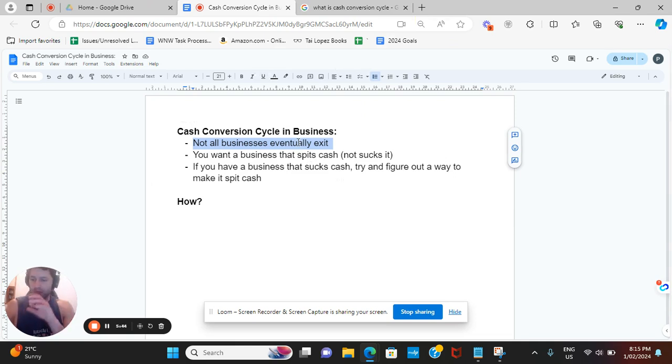So you want to set up your business in a way where basically it is spitting cash, so you can take distributions along the way. So if it hits the fan and you can't sell your business in 5 or 10 years, well, at least you made some money along the way, and then you can roll it into the next project. You want a business that spits cash, not sucks it. And if you have a business that sucks cash, you want to try and figure out a way to make it spit cash. So how?